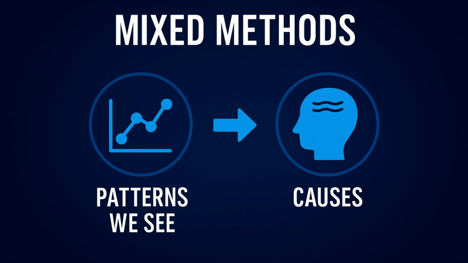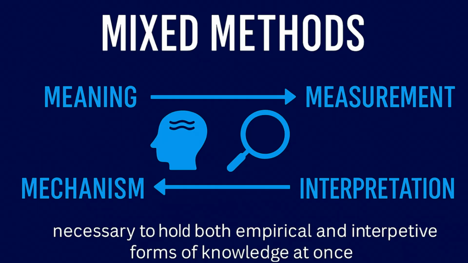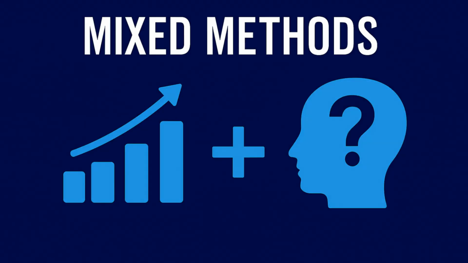If a pattern is observable but the reasons behind that pattern remain unclear, quantitative work alone cannot resolve the tension. If experience provides insight but the field does not know how widespread that experience is, or how it connects to outcomes, qualitative work alone is insufficient. Mixed methods designs connect meaning with measurement, mechanism with pattern, and interpretation with empirical evidence. When the problem and gap require both forms of knowledge in order to be fully addressed, mixed methods becomes the only design that fits. Taken together, these ideas form the backbone of methodological alignment.